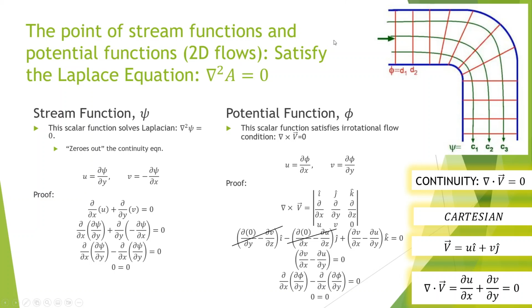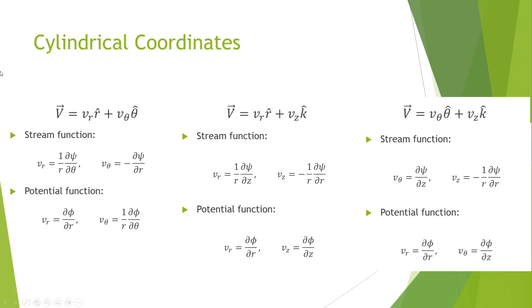Key thing here is that these are two-dimensional. It has to be two-dimensional, right? We are working in 2D, no 3D. So, for example, here it is in cylindrical coordinates. You have like 3 different flavors. You have 3 different coordinates, so there are 3 different ways you can combine those.